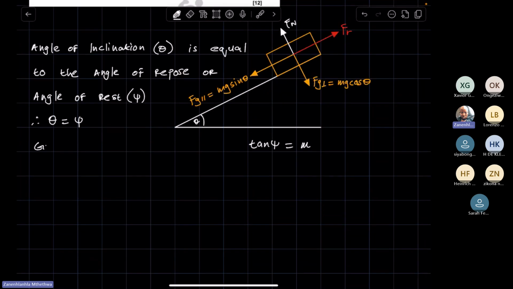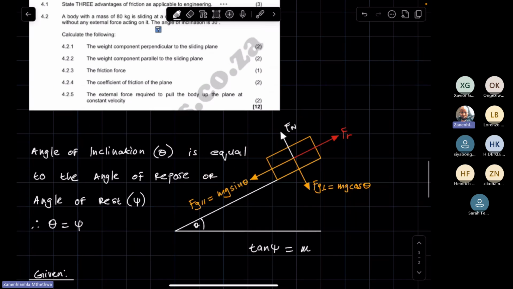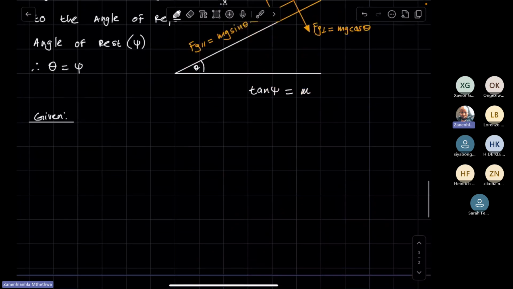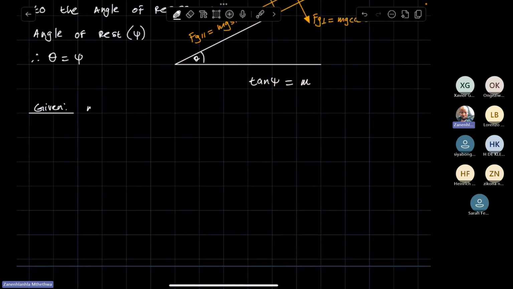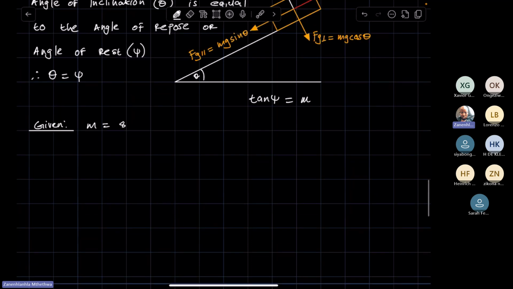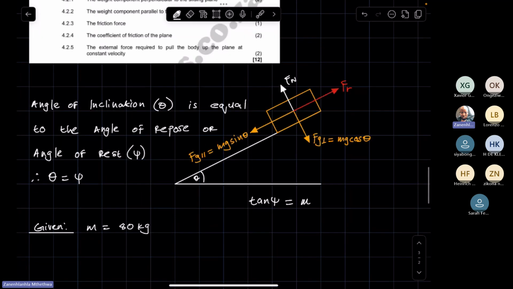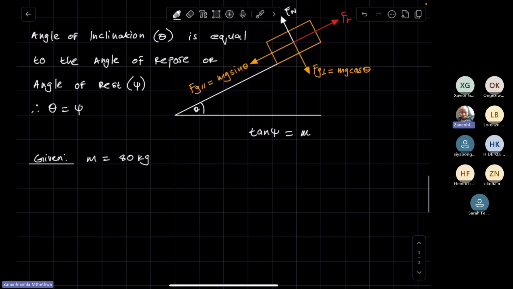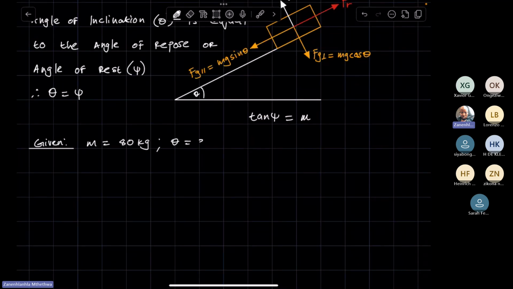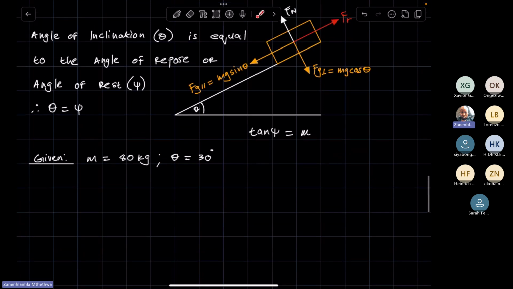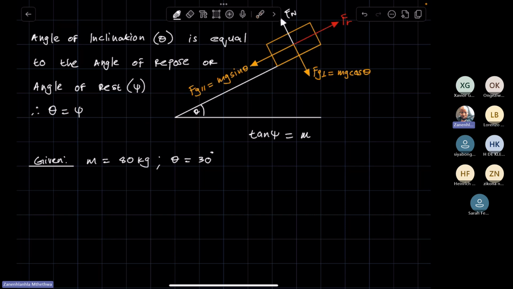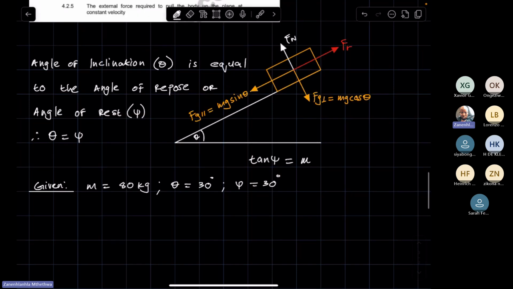Now, let's look at what else we've been given. The mass is 80 kgs. Theta is 30 degrees. But we have established that our theta is also equal to the angle of repose. Therefore, the angle of repose is also equal to 30 degrees.